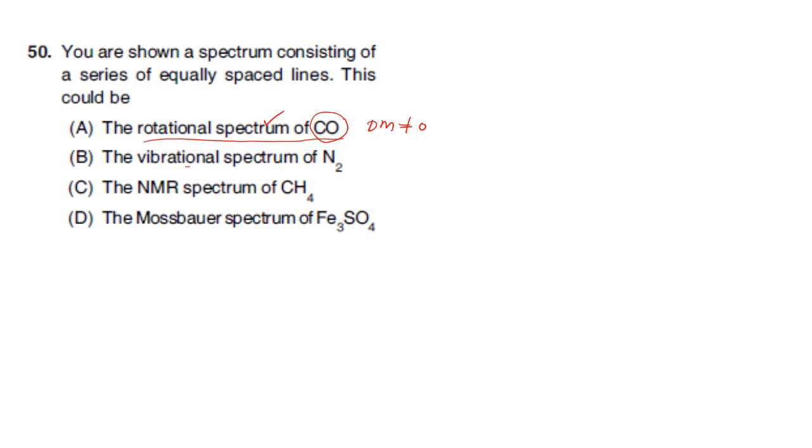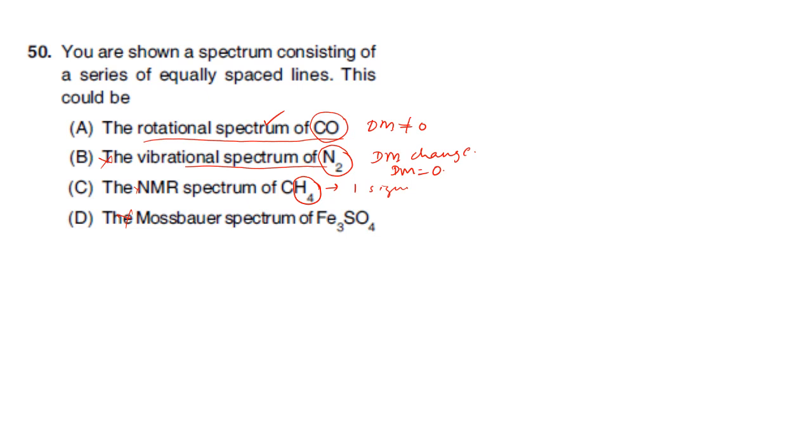Then the vibrational spectrum of N2. To produce a vibrational spectrum, there must be a change in electric dipole moment. But N2 is a homonuclear diatomic molecule, so the dipole moment is 0. Therefore, this is not possible. Then the NMR spectrum of CH4 will give only one signal, because all 4 protons are equivalent. The Mossbauer spectrum of Fe3O4 is also not correct. Then we are left with the rotational spectrum of CO.